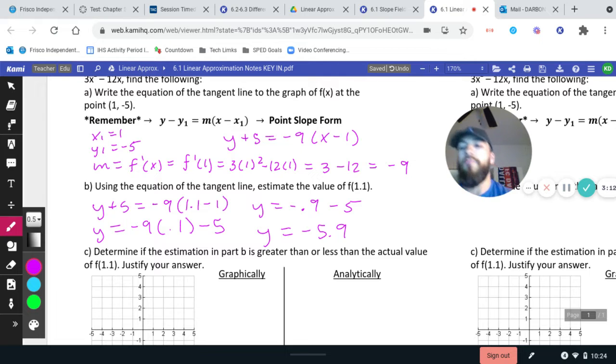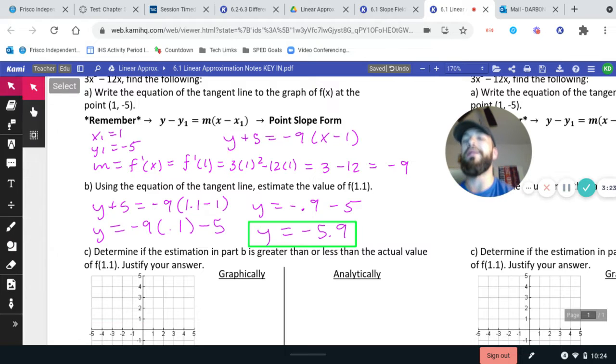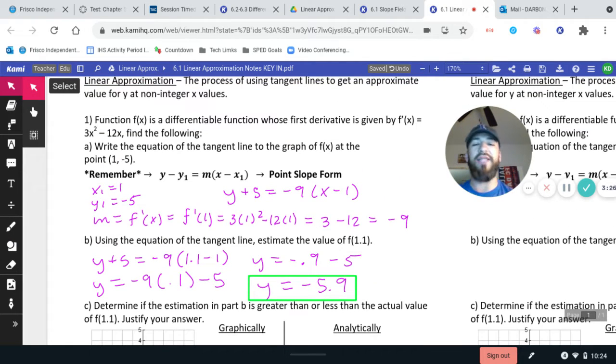Okay, so that is linear approximation. Linear approximation is just writing an equation for the tangent line and then plugging that value into your tangent line that you solve. So A and B is linear approximation. Okay, that's in a nutshell.